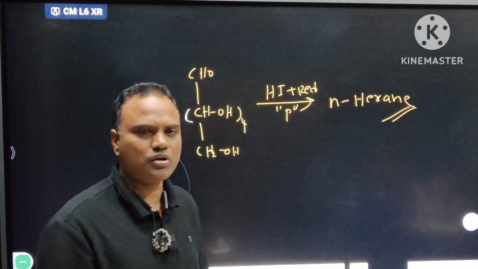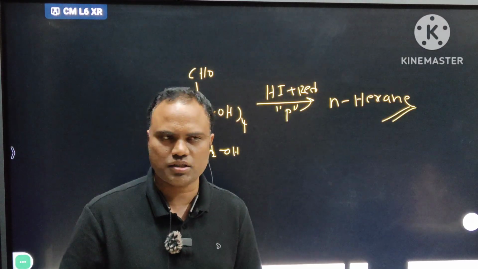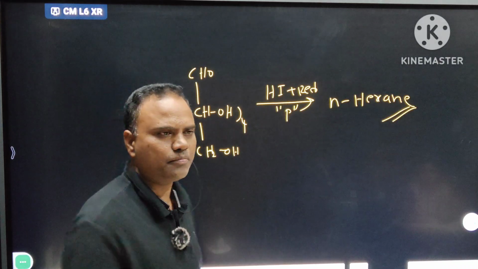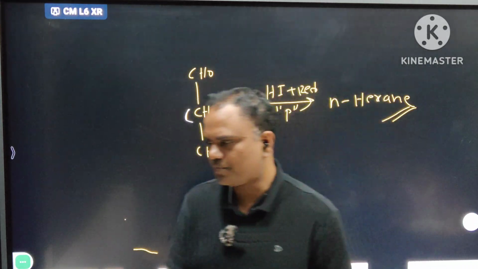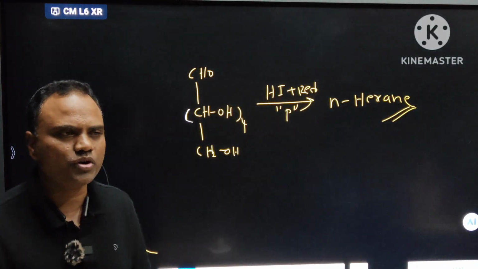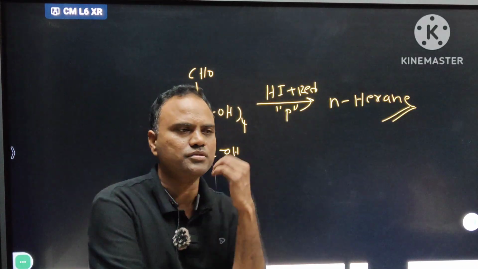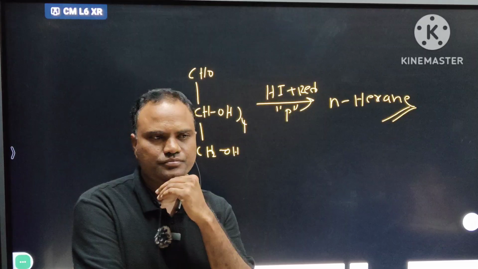Later this was proved wrong; only the cyclic structure is correct. But remember the product name. What is the product when glucose is treated with HI and red phosphorus? Hexane is formed. This proves the presence of 6 carbons. Okay.